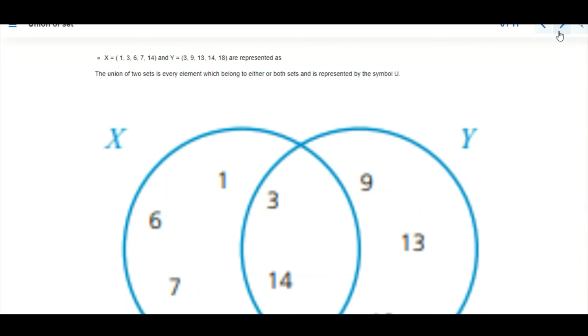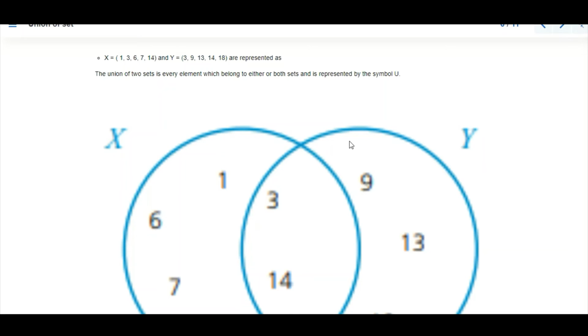This is the union of a set. Why are we talking about union? That implies that you have two sets and you are bringing the two sets together to form another set. We use the symbol U to denote that. Now let's look at the example here. This is a set X. It comprises 1, 3, 6, 7 and 14, while set Y comprises 3, 9, 13, 14 and 18.